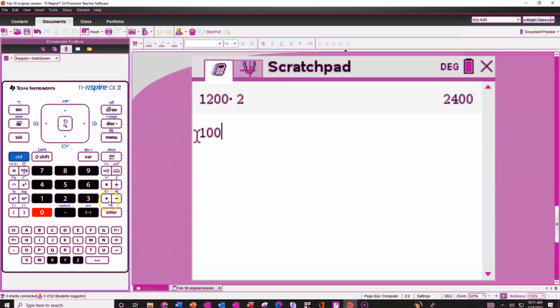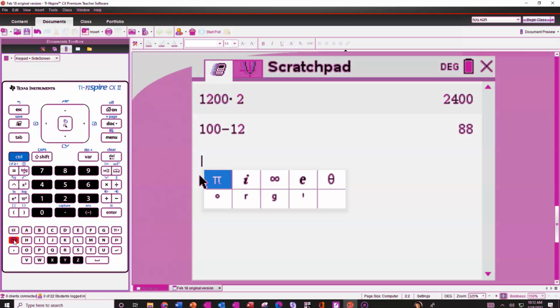So if I started with 100% and I decrease it by 12%, I'm going to end up with 88. Since this is 88%, I'm going to move the decimal point over 2 places. Anyway, this is 88%.